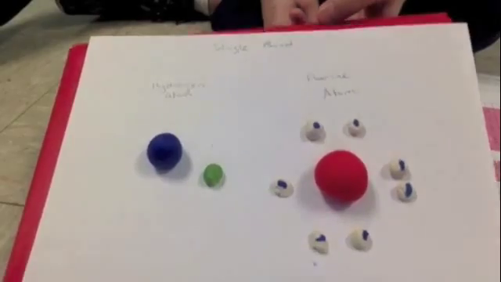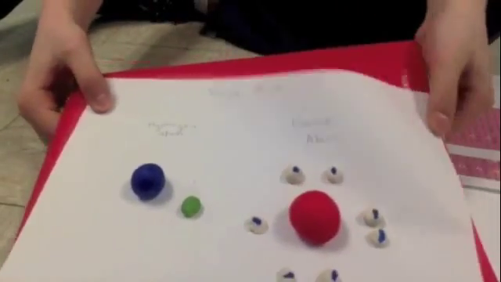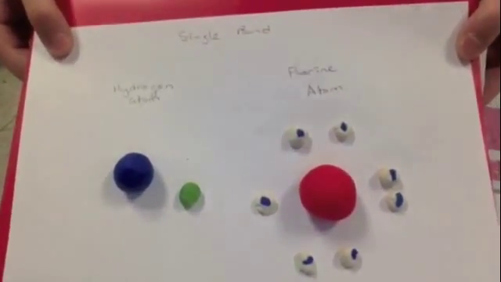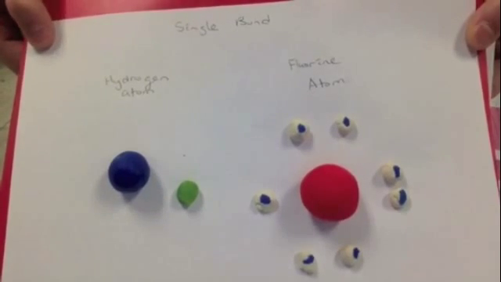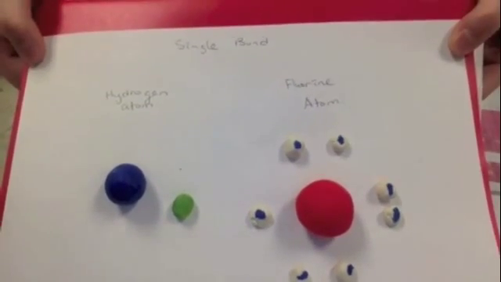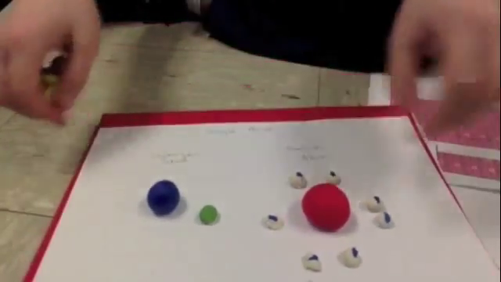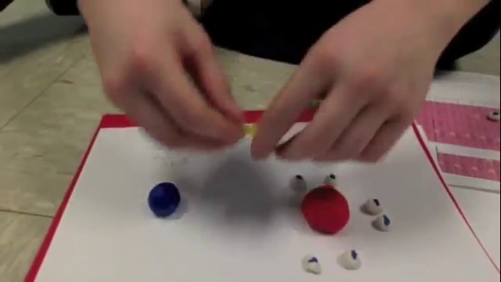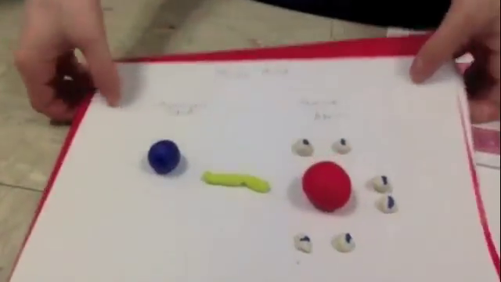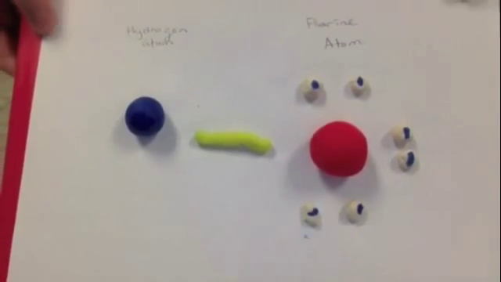Here's an example of a single bond. Hydrogen, which has 1 valence electron, and fluorine, which has 7, both want to obtain 8. In order to do that, hydrogen gives up its 1 valence electron to fluorine, and they share it, forming a single bond. This way, both of them can have 8.